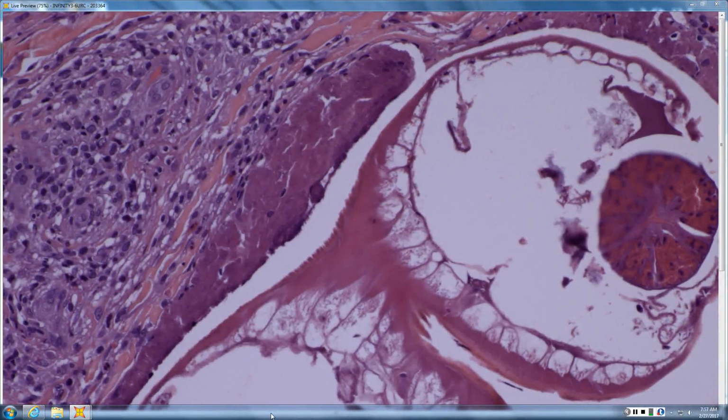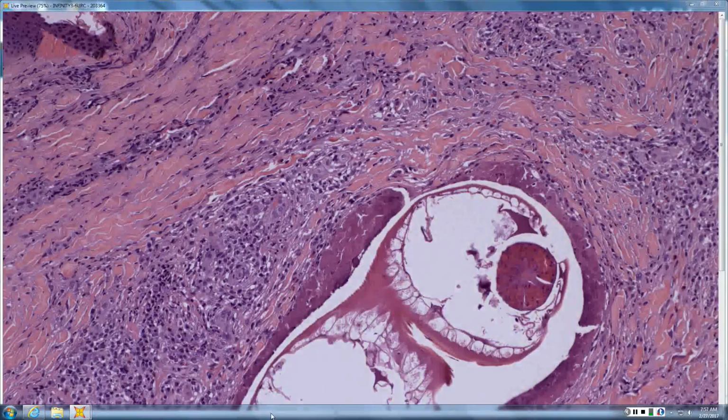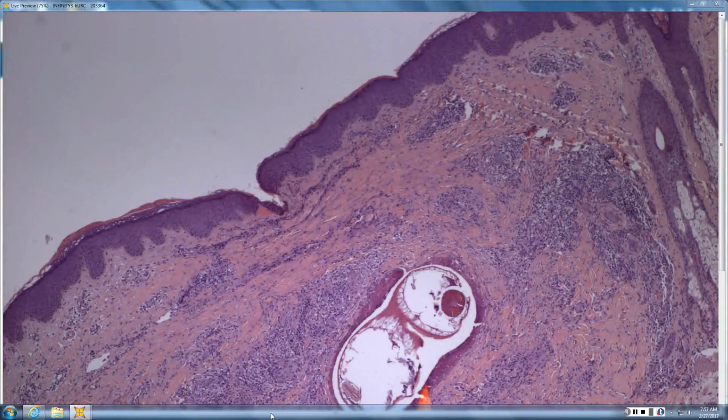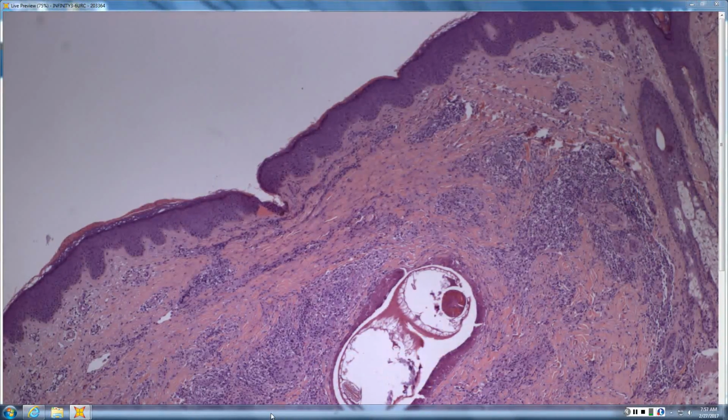Is it onchocerciasis, perhaps? Well, onchocerciasis is usually narrow and convoluted. This is a big fat thing that, like Roto-Rooter, is just burrowing its way forward through the tissue, and you have migrating urticarial lesions starting several weeks after eating sushi or ceviche. Is it schistosome?